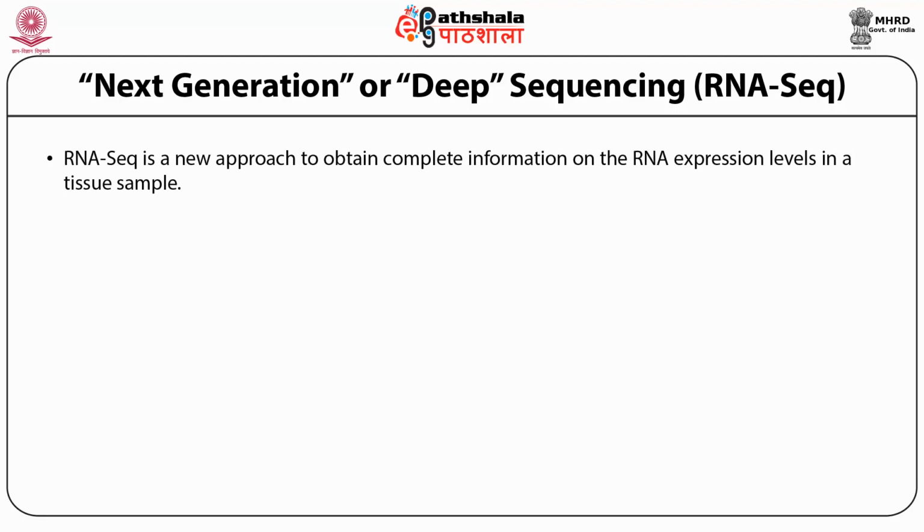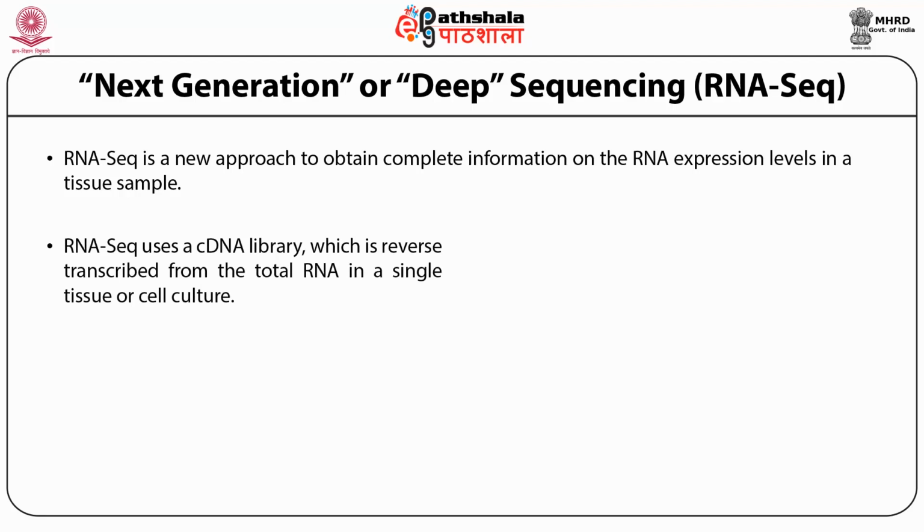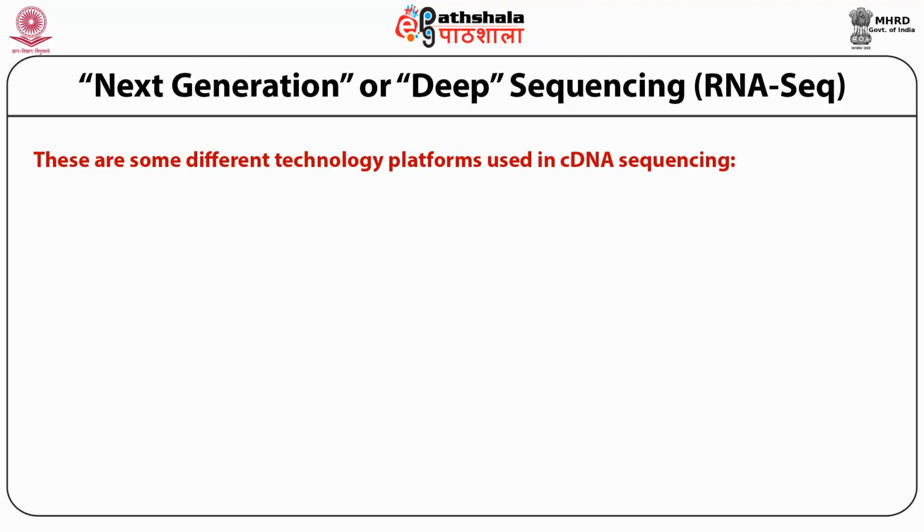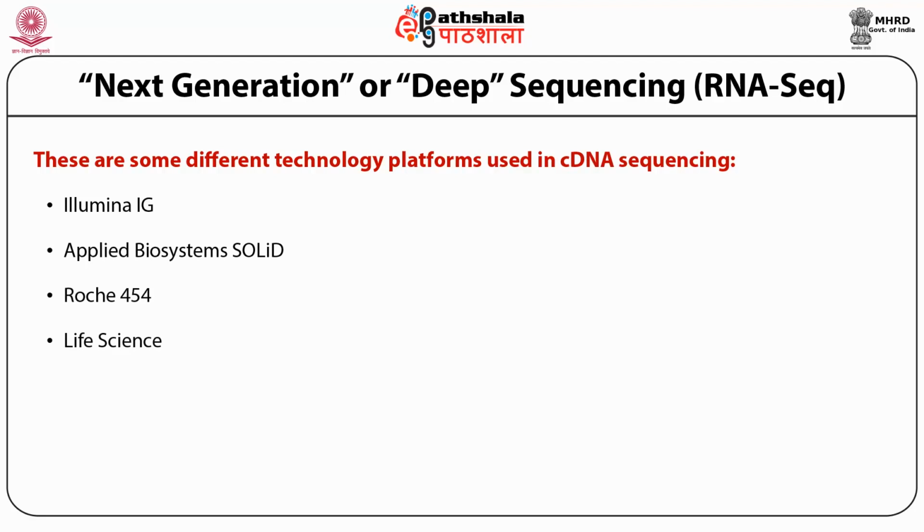Next generation or deep sequencing, RNA sequencing. RNA sequencing is a new approach to obtain complete information on the RNA expression levels in a tissue sample. RNA sequencing uses a cDNA library which is reverse transcribed from the total RNA in a single tissue or cell culture. These are some different technology platforms used in cDNA sequencing: Illumina, Applied Biosystems, Roche Life Sciences, Helicos Biosciences.